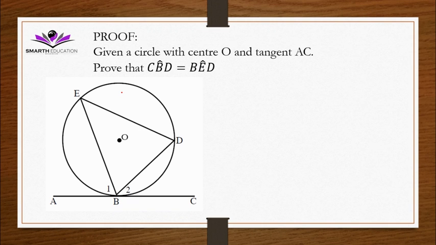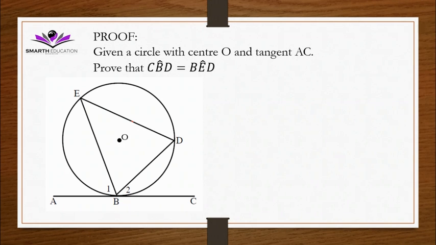Right, given a circle with center O and tangent AC, do you see center O and tangent AC there? Prove that angle CBD is equal to angle BED. Identify the angles there. This is angle CBD, which is B2, and then angle BED, which is E, this angle here. We want to prove that these two angles are equal. And now, we usually construct. When you're constructing, we're trying to use the previous theorems that we have learned to prove this theorem that we're talking about now.